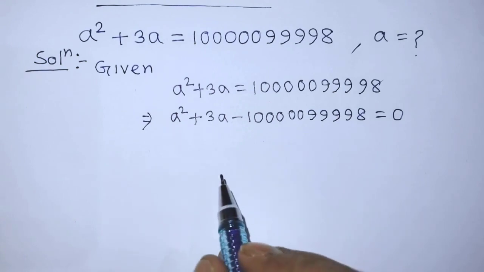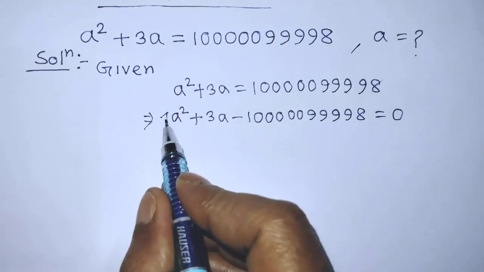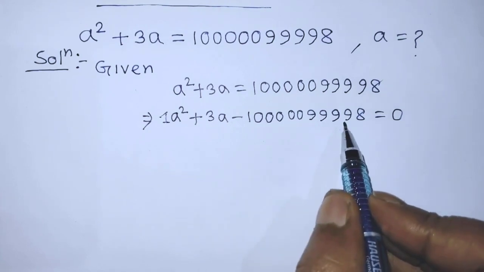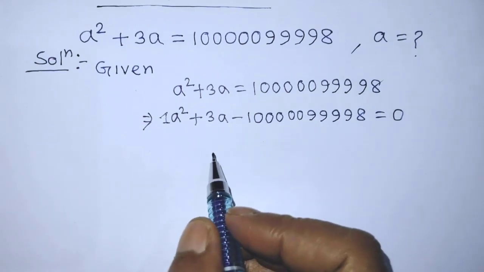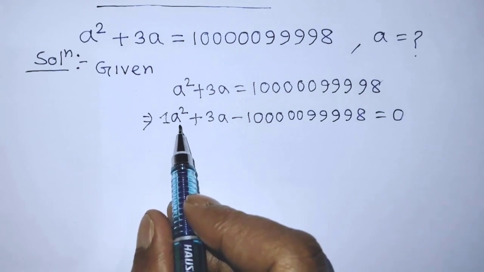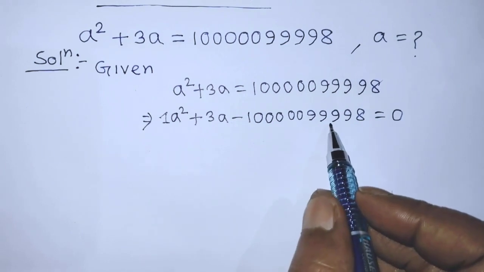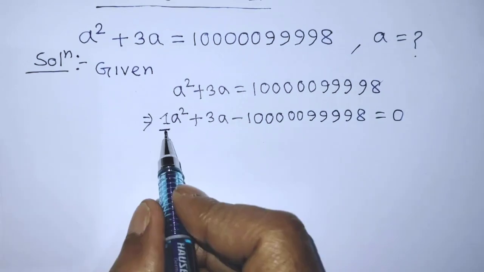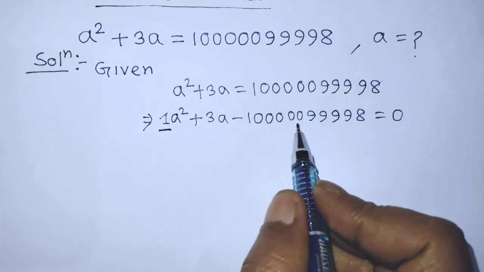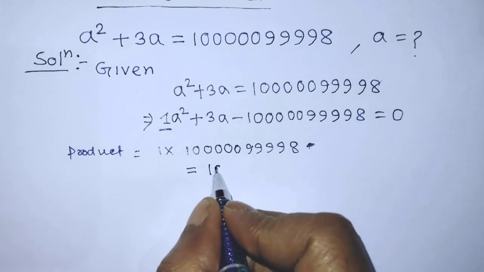Students, on the left hand side of this equation, the coefficient of a square is 1 and the constant term is 1000 crore 99,998. According to the middle term factor rule, we have to find the product of the coefficient of a square and the constant term 1000 crore 99,998. The product is 1000 crore 99,998.